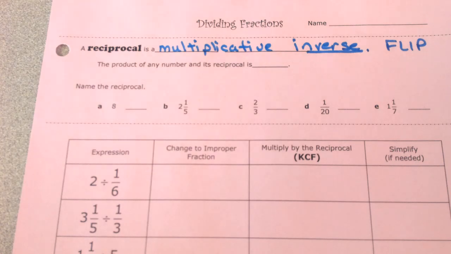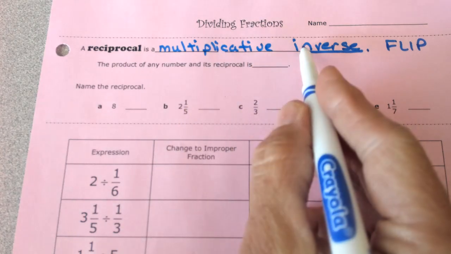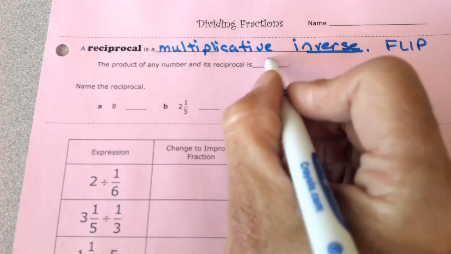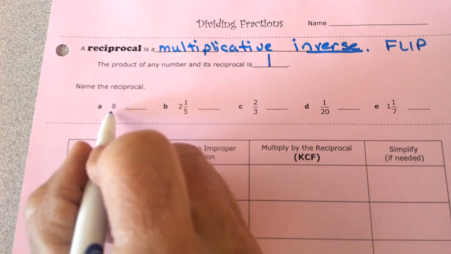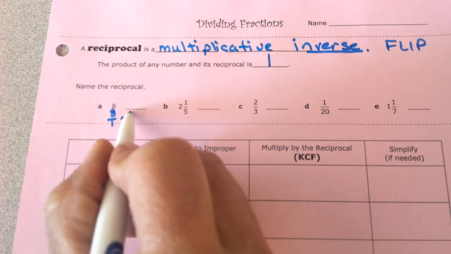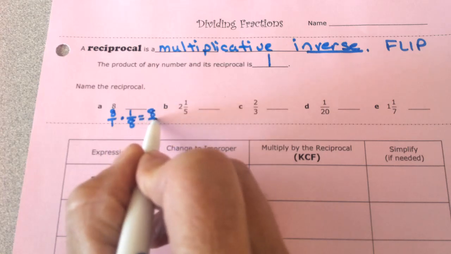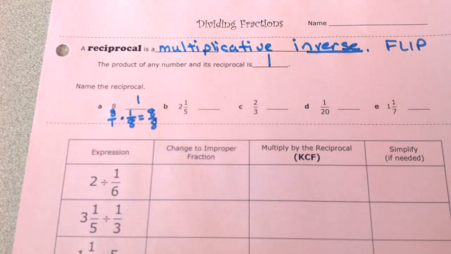Okay, now we also discussed the product of any number and its reciprocal, or multiplicative inverse, flipping, is 1. So let's say I take 8 over 1, and I times it by its flip, 1 over 8. That gives me 8 over 8, which equals 1.